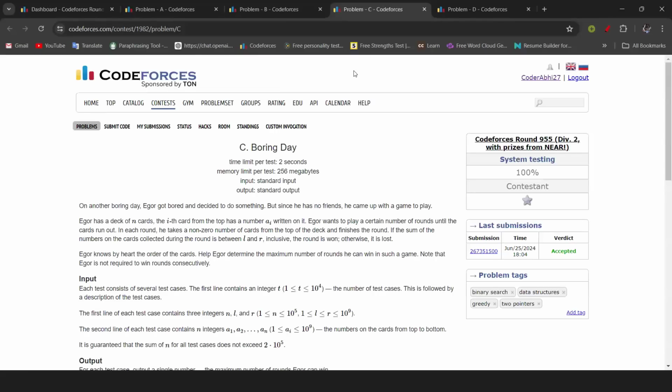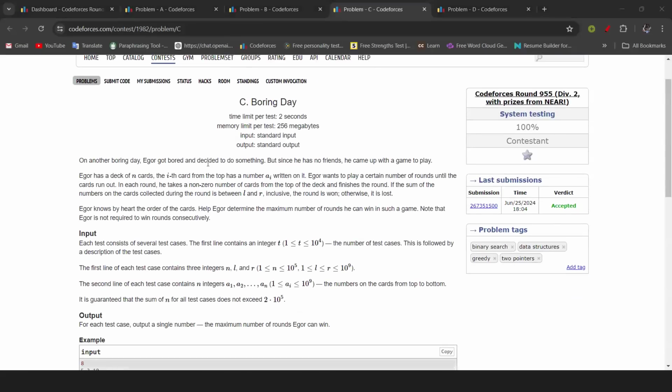So in problem C, on another boring day, Igor got bored and decided to do something. But since he has no friends, he came up with a game to play. Igor has a deck of n cards. The ith card from the top has a number A_i written on it. Igor wants to play a certain number of rounds until the cards run out. In each round, he takes a non-zero number of cards from the top of the deck and finishes the round. If the sum of the numbers on the cards collected during the round is between L and R inclusive, the round is won, otherwise it is lost.